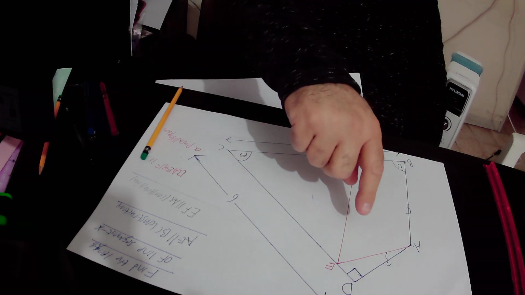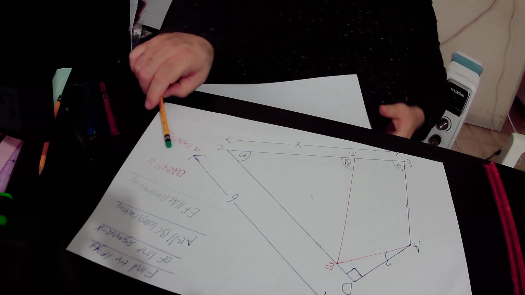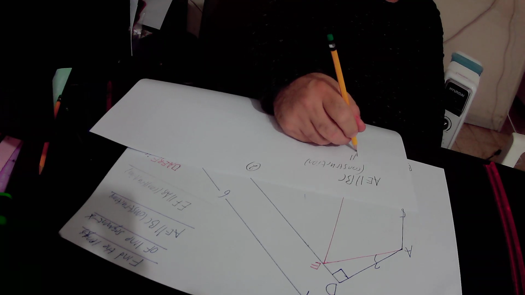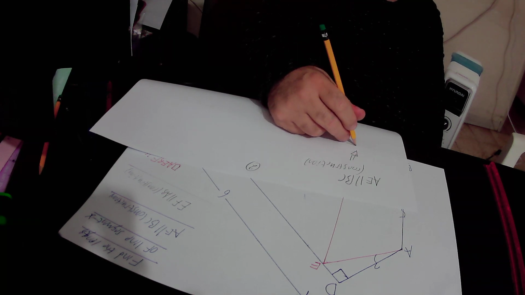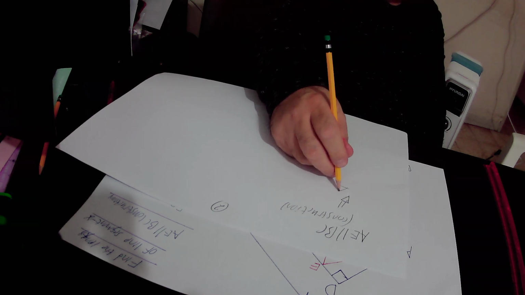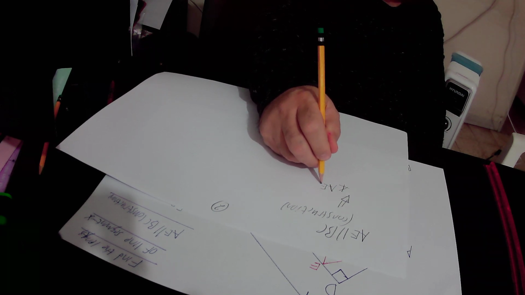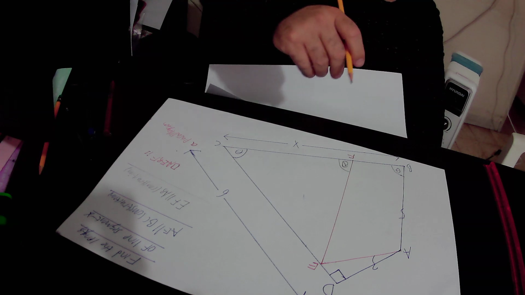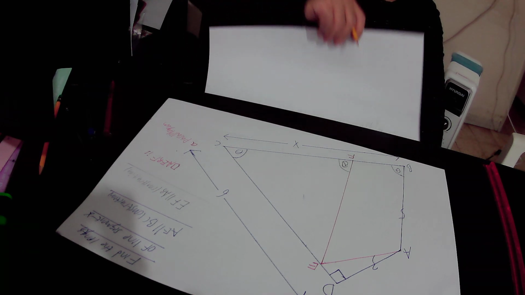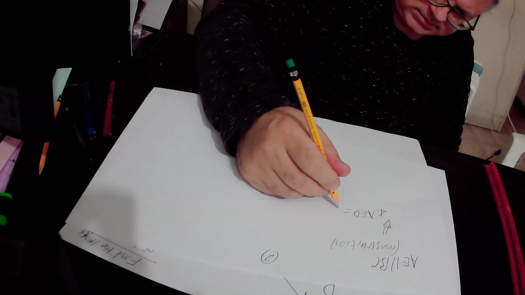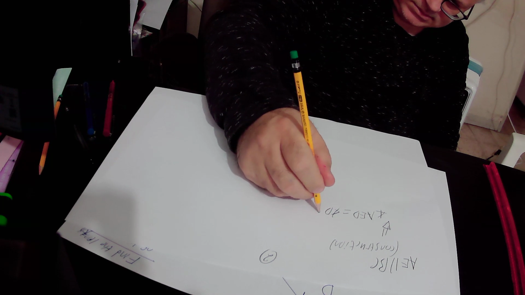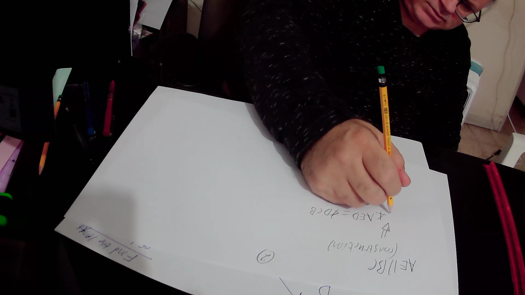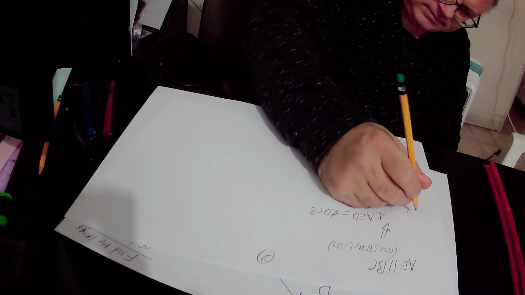That is to say, this angle AED will be equal to angle DCB, and they will be equal to each other according to rule number 3.